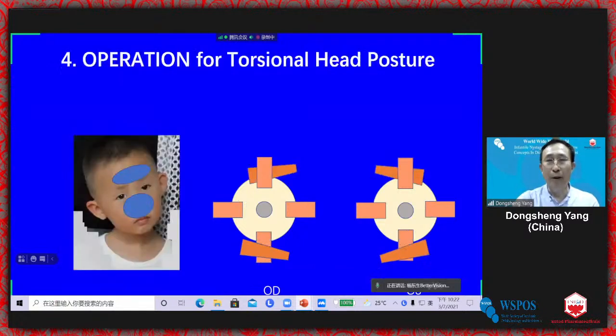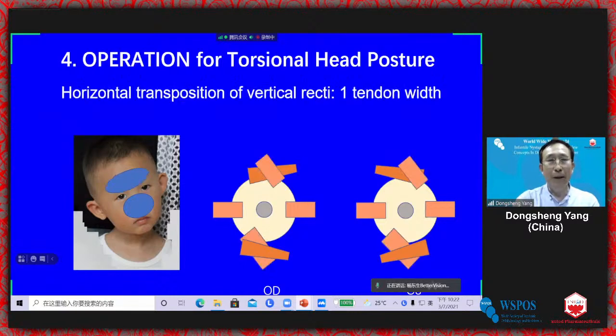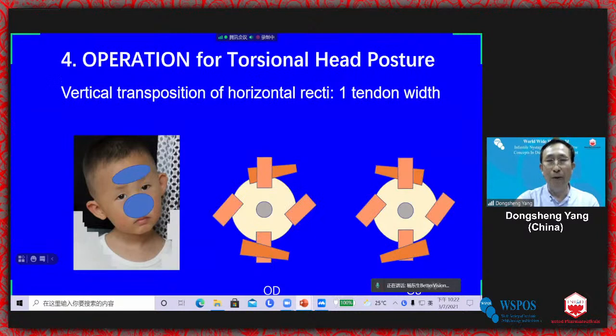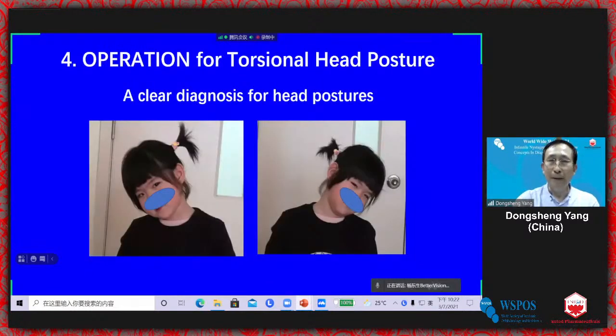So for the torsional head posture, I believe it's the complicated one. So the first choice will be the horizontal transposition of vertical recti by 1/2 width. Or you can choose to do vertical transposition of horizontal recti by 1/2 width. But you have to be careful, when the head posture sometimes tilts to the right, sometimes tilts to the left, what can you do?